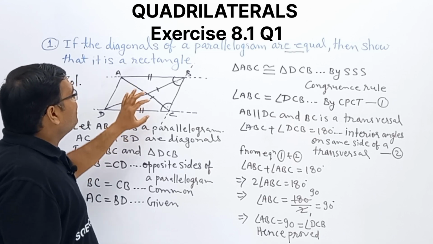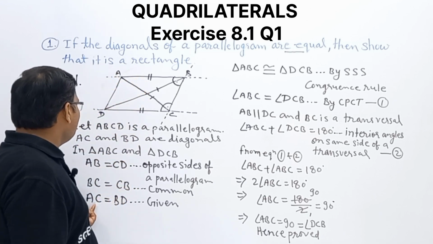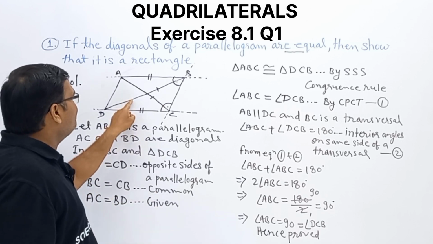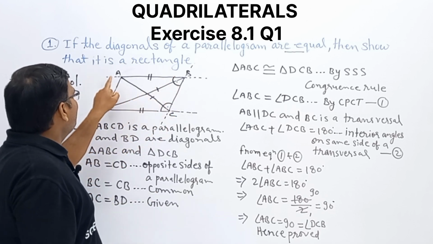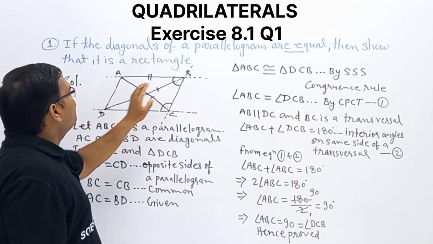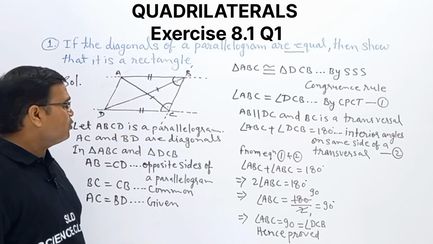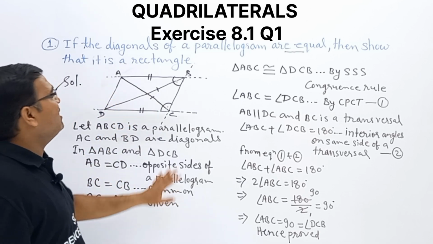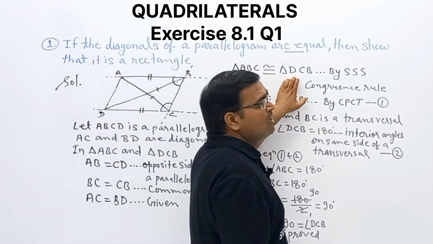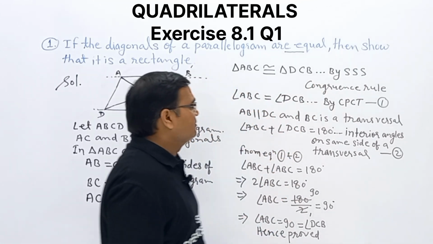Diagonals are equal and these are what? Sides of these triangles. So automatically we can say these diagonals AC equal to BD. This is given. It means this side of triangle DCB, DB, will be equal to AC. So we have this thing in the question. From these three things we can say both triangles, triangle ABC is congruent to triangle DCB. Why? Because of the side congruence rule.